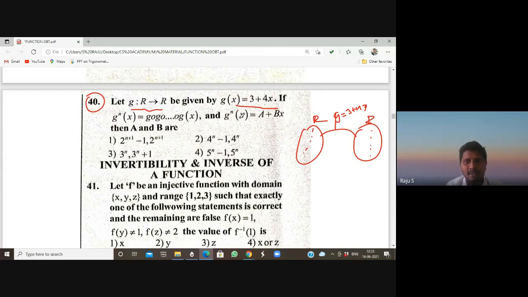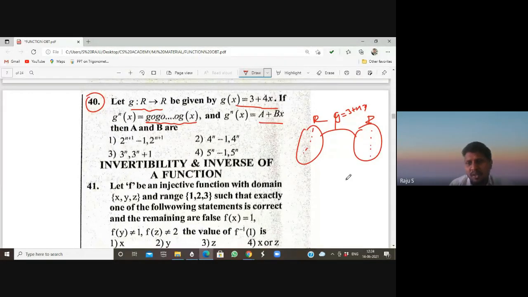Now what they ask here: g power n is equal to a plus bx. G power n is defined as g circle g circle g circle g, n times. Here, when I take g circle g of x, can anyone tell what is g circle g? G into g of x we write as g square of x, clearly. For example, g of x is equal to 3 plus 4x.